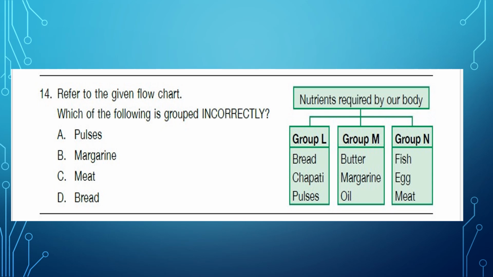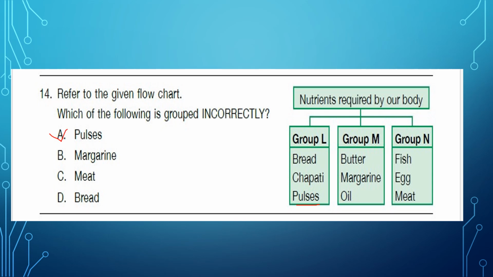Question number 14. Refer to the given flowchart. Which of the following is grouped incorrectly? Nutrients required by our body. In group L, bread, chapati, pulses. In group M, butter, margarine, oil. In group N, fish, egg and meat. In group L, bread and chapati are energy giving food while pulses are body building food. So pulses are placed incorrectly in this group. So the answer is option A.